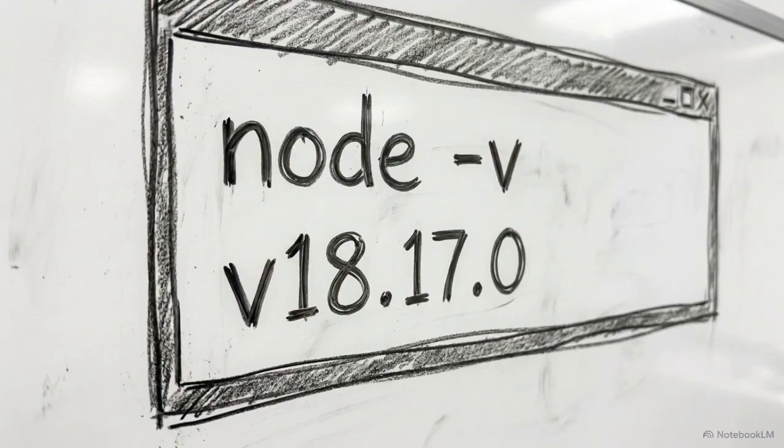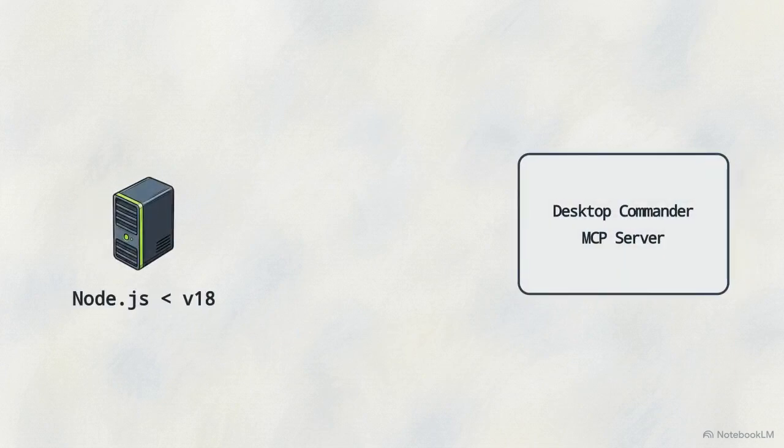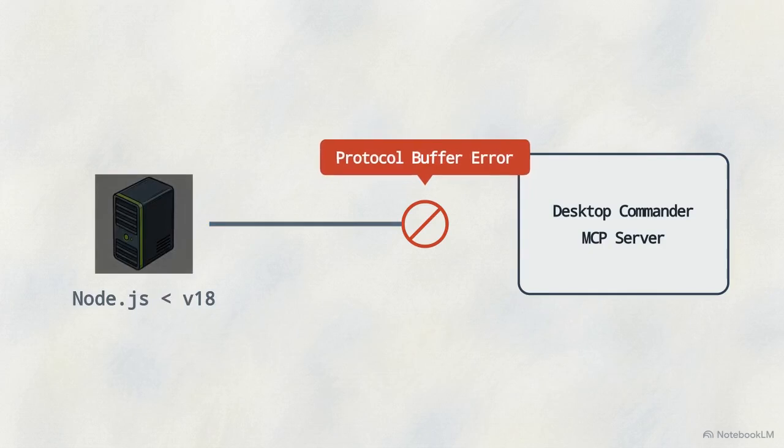Next, verify your local Node.js installation. Type node -v and hit Enter. You should see version 18 or higher. Proceeding with an older runtime will cause the system to silently fail later on, because it won't be able to process the modern protocol buffers required by the MCP server.